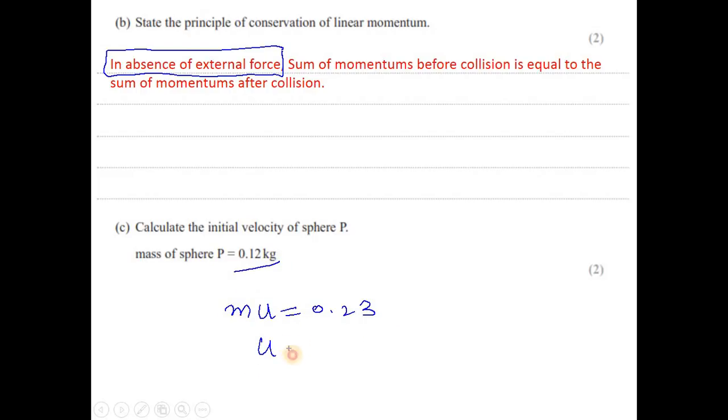You can find u, so u is equal to 0.23 divided by 0.12. So that will be 1.92. Sorry, not mass, I'm sorry. Velocity will be 1.92 m s^-1, or 1.9 if you round it off. Yeah, it's fine.